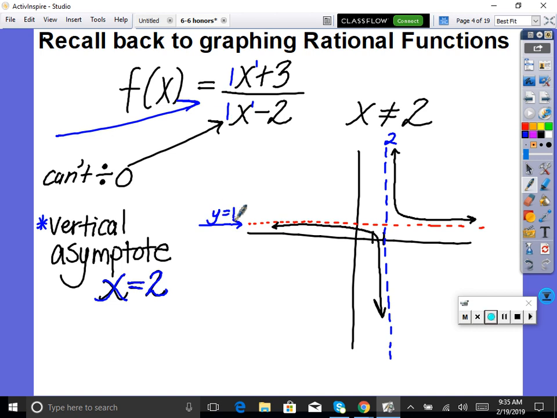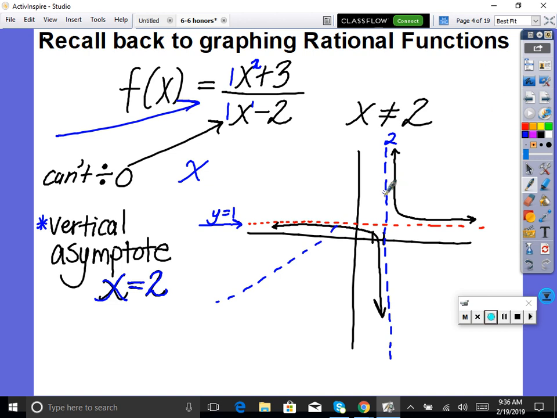Do you guys see? If the degree on top is smaller than the degree on bottom, can anyone remember where that went? 0. And if the degree on top is larger than the degree on bottom, we no longer had a horizontal asymptote, it was slanted. Like if this is degree 2 divided by degree 1, it would be degree 1, wouldn't it? So then instead we'd have a slanted asymptote. Okay, awesome. I just wanted to review.